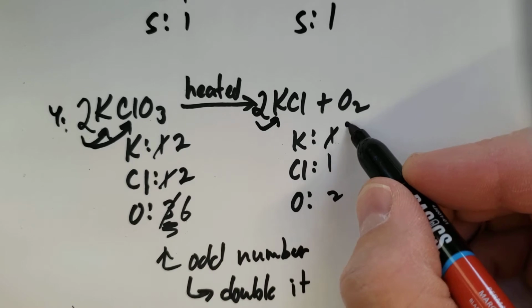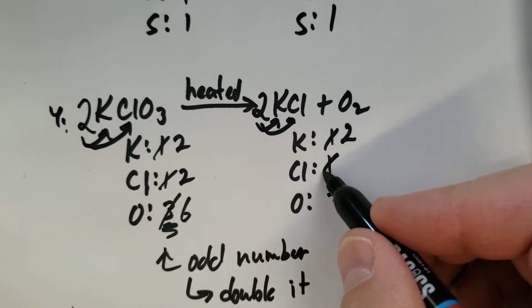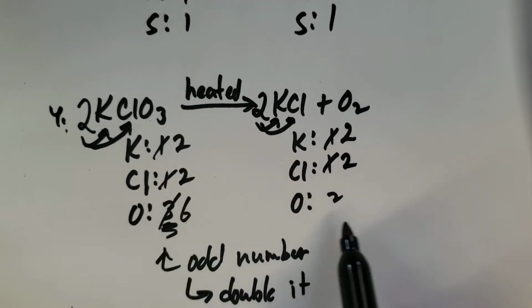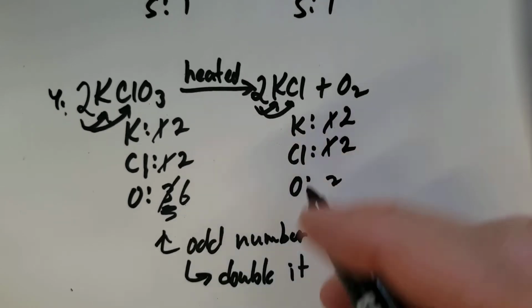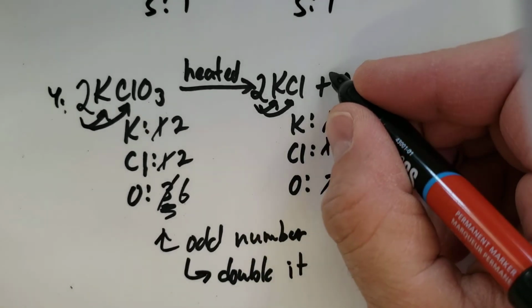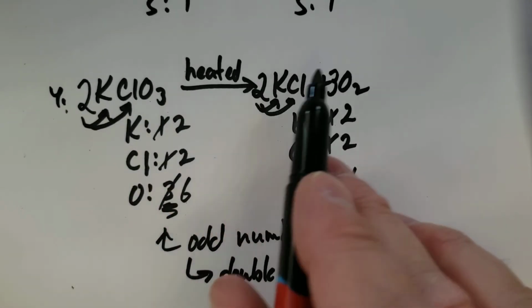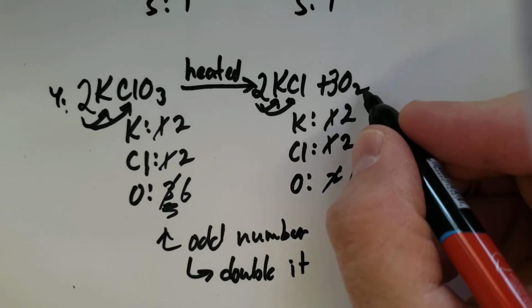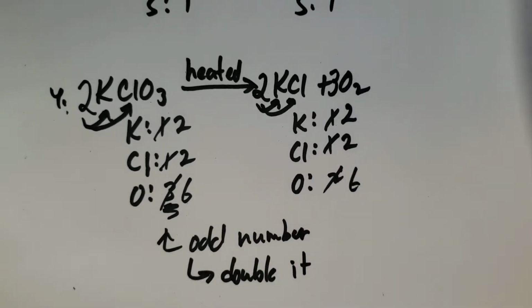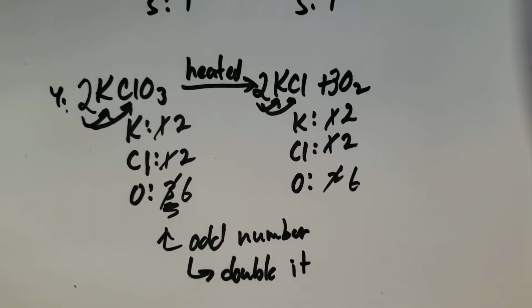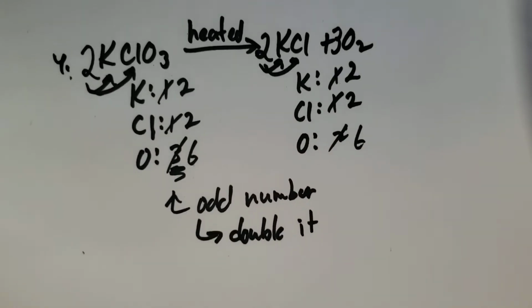2 Ks, 2 Cls, and I'm still left with a deficiency of oxygen here, but of course I can easily make 6 by putting a 3 in front of there. So to balance, you have to put coefficients in front. We're not allowed to change the subscripts because that would be changing the compound itself.